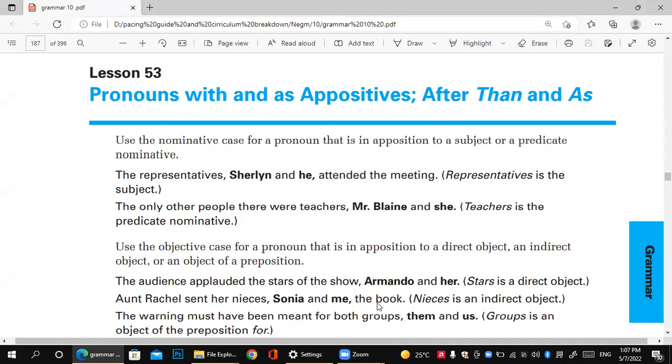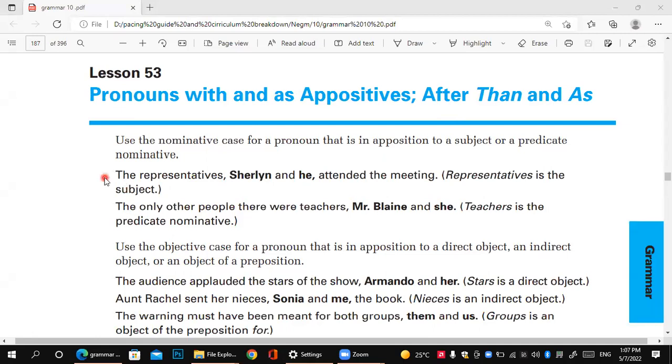Okay. So, today we have a new grammar lesson talking about pronouns with "and", as appositive, after "than" and "as". I think that's a complicated title. Okay, so let's start immediately with the examples. Firstly, let me annotate. Yes, here we are.